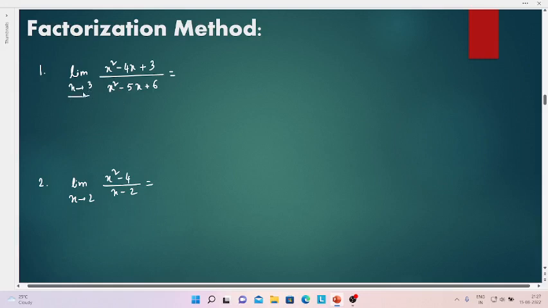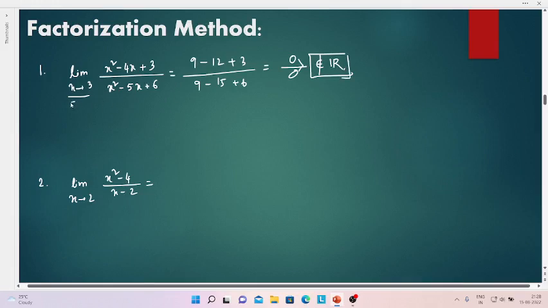Let me check. If you put x equals 3 in the numerator, it will give you 3 square, I mean 9, minus 3 times 4, it will be 12, plus 3. On the denominator, it will be 3 square, that is 9, minus 5 times 3 will be 15, plus 6. So the numerator will be minus 3 plus 3, which is 0, and the denominator will be minus 6 plus 6, 0. So you know 0 by 0 is actually undefined. It does not belong to the real numbers. So you can say that this limit value doesn't exist, but that is not true.